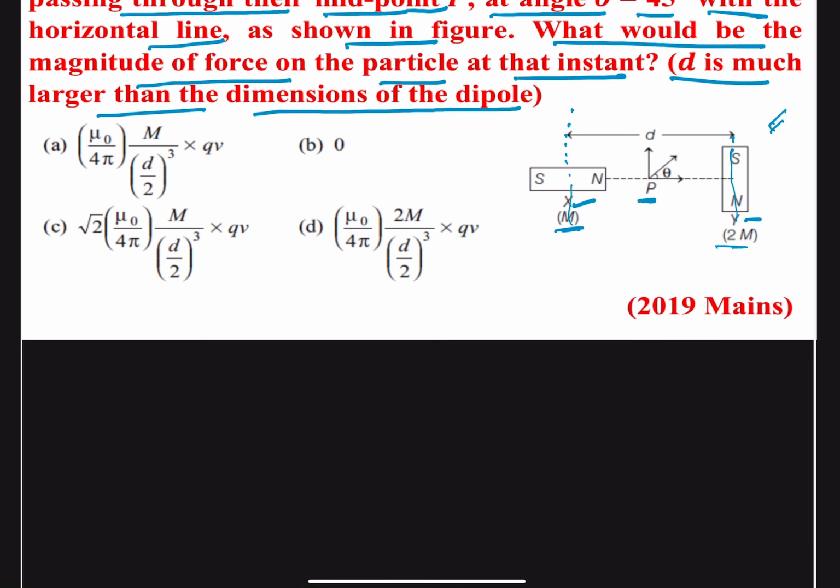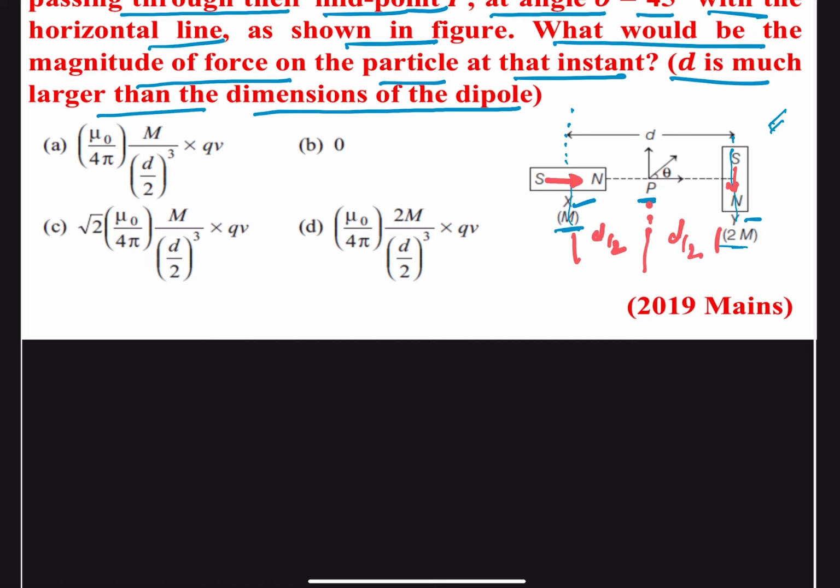So the magnetic moment for X will be in this direction, whereas for Y it will be in the downward direction. And the distance, we can say, will be equal to d by 2 and d by 2 of point P. So this will also be d by 2. And here the magnetic moment will be m, and this will be 2m.